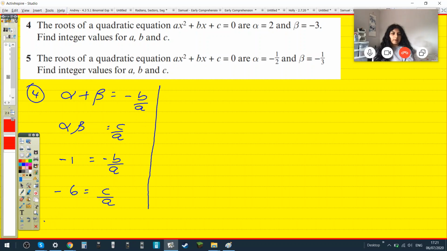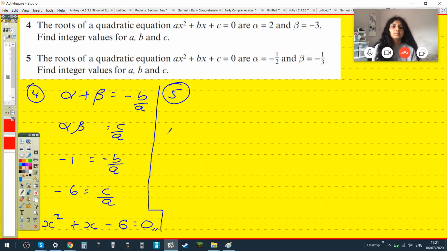Sub them into a quadratic. So x squared plus x minus 6 is equal to 0. Yeah, and if we were to solve that, I think we would get two answers, 2 and 3. Okay, question 5. So it's the same thing, but with fractions now. Yeah, but the same method.